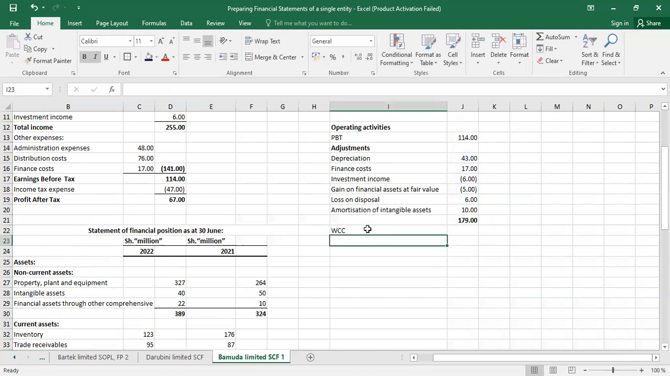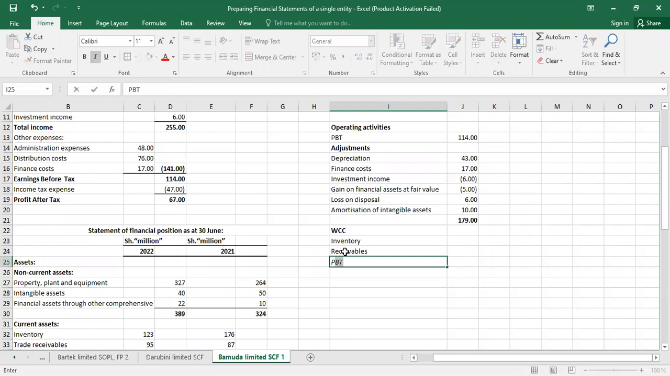Working capital changes, we have inventory. Control enter, Alt H2, Control B to unbolden. So I'll bolden the one, Control B, isn't it? Another thing we consider here is the receivables. Another thing we consider here is the payables. Control enter, Alt H2 to remove the italics.